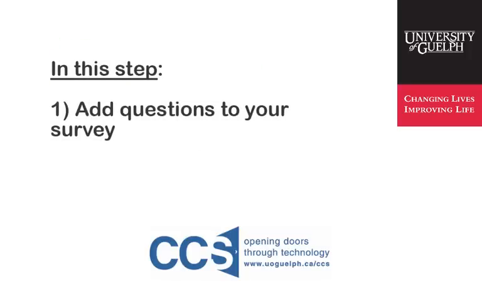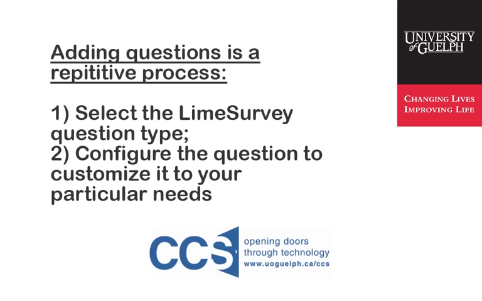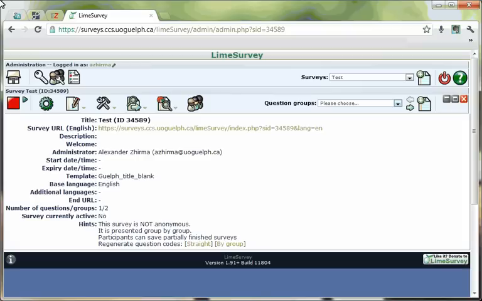Now that you have completed step 2 and have created at least one question group in your survey, the next step is to add questions. Adding questions to a survey is basically a repetitive process of selecting the LimeSurvey question type that best gives you the information you want to collect, and then configuring the question to customize it for your particular needs. Let's begin adding questions to a survey.